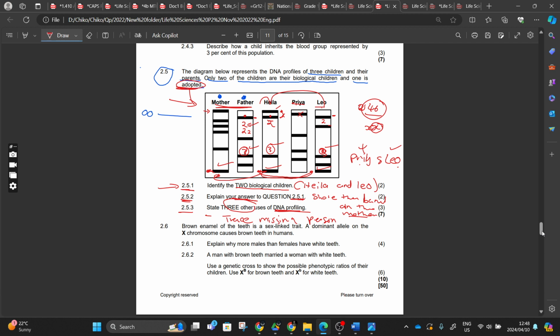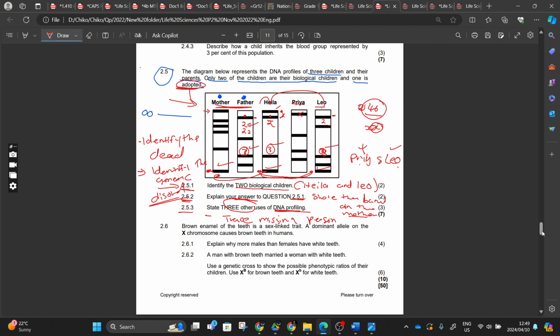We can do this to trace a missing person or to identify the dead, whether the person who is dead is related to certain people or not. And then the third one, since they said three, we can use this to identify the genetic disorder.